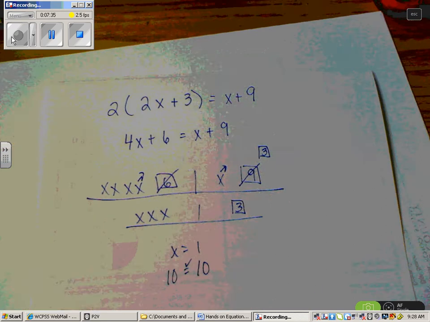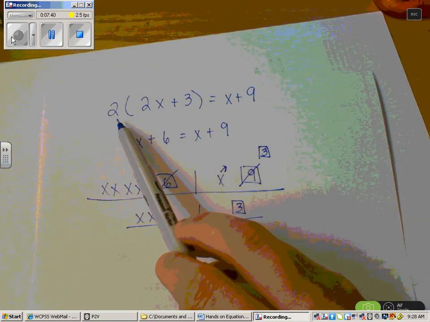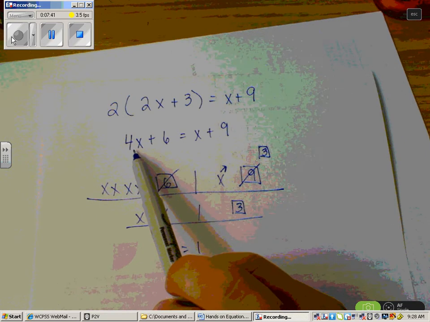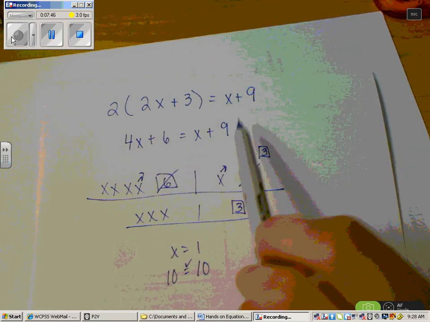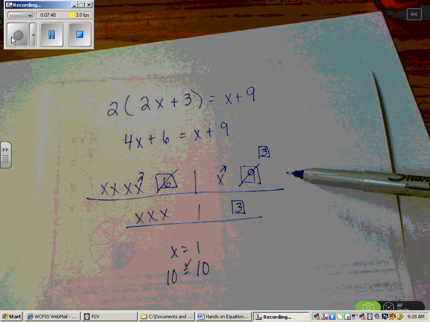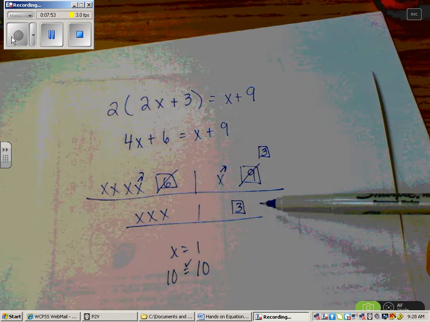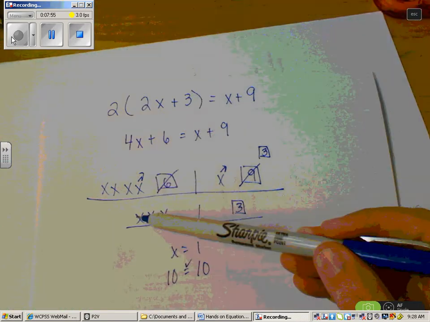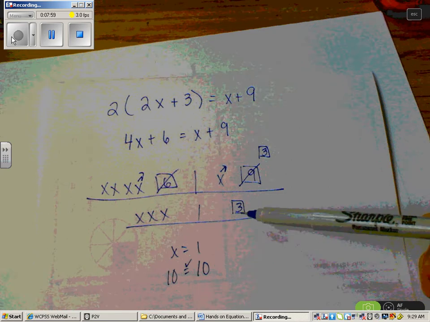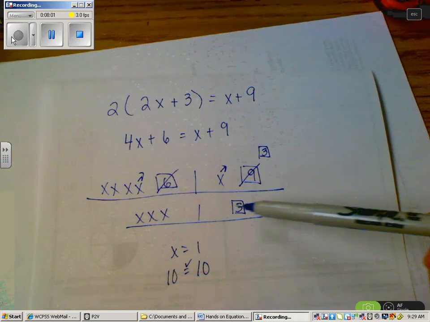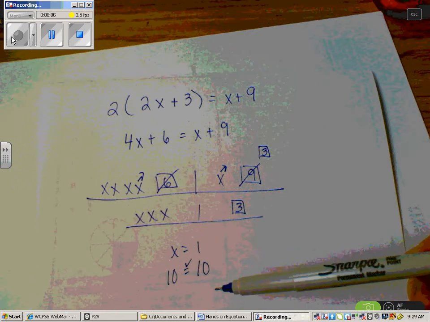Okay, here's the solution. When I distributed our 2 across the parentheses, I ended up with an equivalent equation, 4x plus 6 equals x plus 9. Build it on my scale, showing my legal moves. And then I redrew my scale to show that I have 3 x's left on the left and 3 on this side. And 3 divided by 3 is x equals 1, and 10 does equal 10.